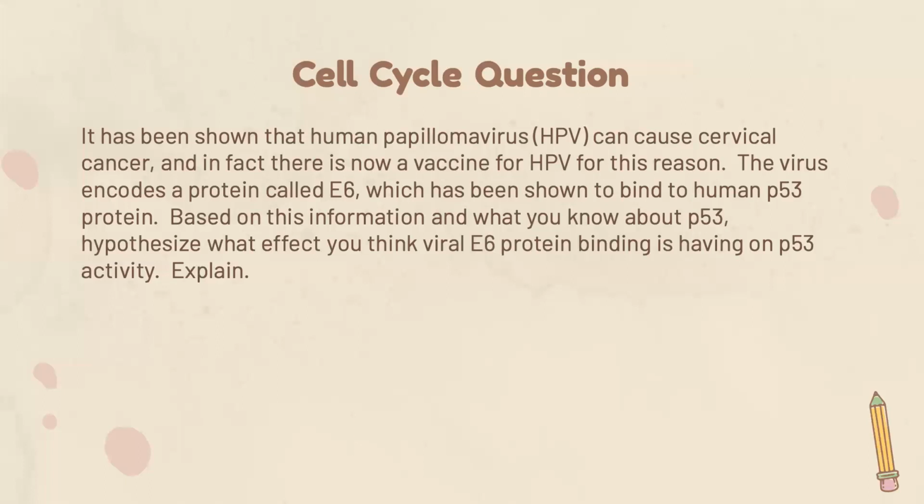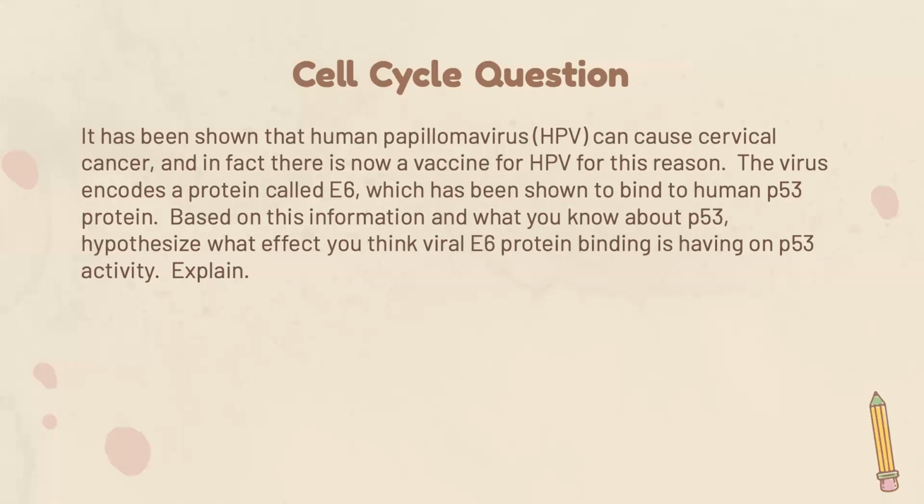Does anyone want to take a stab at it, or do you want to think about it a little more? Yeah, go for it. Yeah, exactly. Nice. So it's telling you that the HPV virus encodes for E6, and then that could lead to cancer. So that's telling you that E6 is doing something that's allowing the cells to constantly divide and go through the cell cycle essentially.